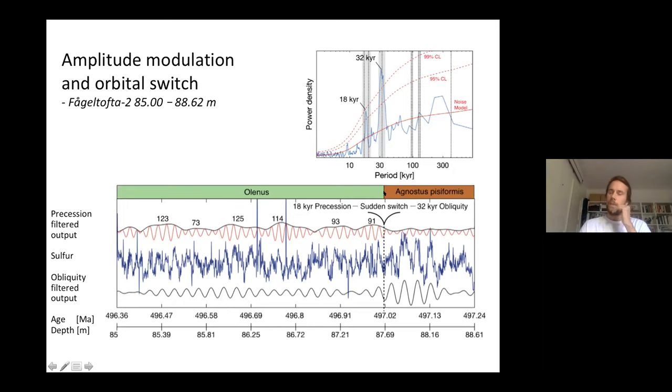And this boundary is defined by an extinction event of trilobites. And it's also the boundary between the mid-Cambrian and the upper Cambrian, late Cambrian. So something's going on here. And we have to understand this in the future, something we want to work on.